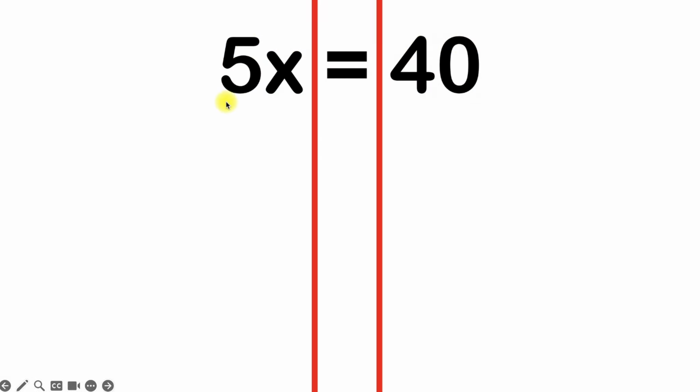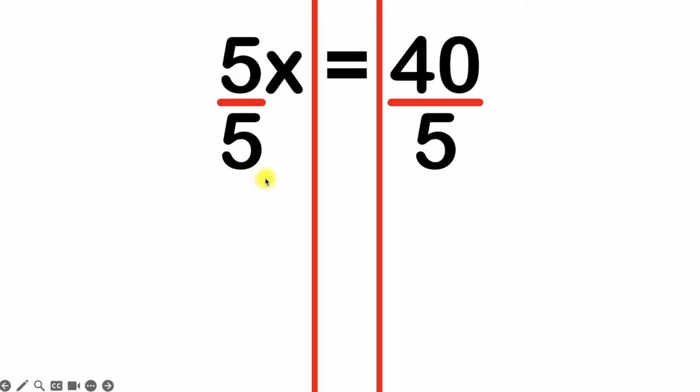So we've got 5x, which means 5 times x equals 40. Remember that the goal is to isolate the variable, and the only way to do that is by using inverse operations. Since this is 5 times x, the inverse of that is dividing by 5. So I'm going to divide the left side and the right side both by 5.